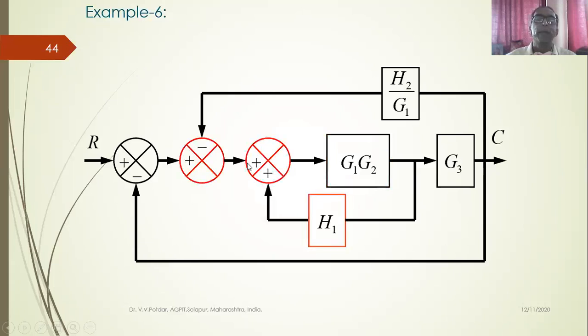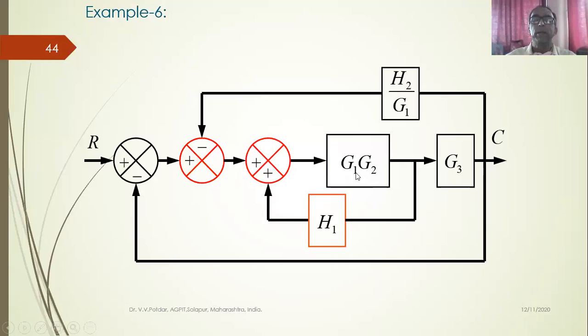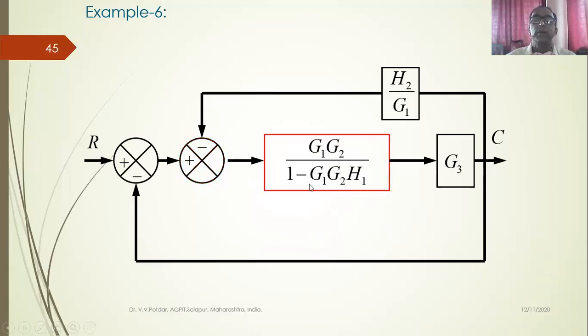Then swapping of summing points. As there is no block in between the summing points, these can be easily swapped. Swapping means what? This summing point taken here, this summing point taken here. This swapping is done. Now once I do the swapping, what has happened? Now this minor loop I can solve. G1, G2 upon 1 minus G1, G2, H1. G2 upon 1 minus G1, G2, H1.